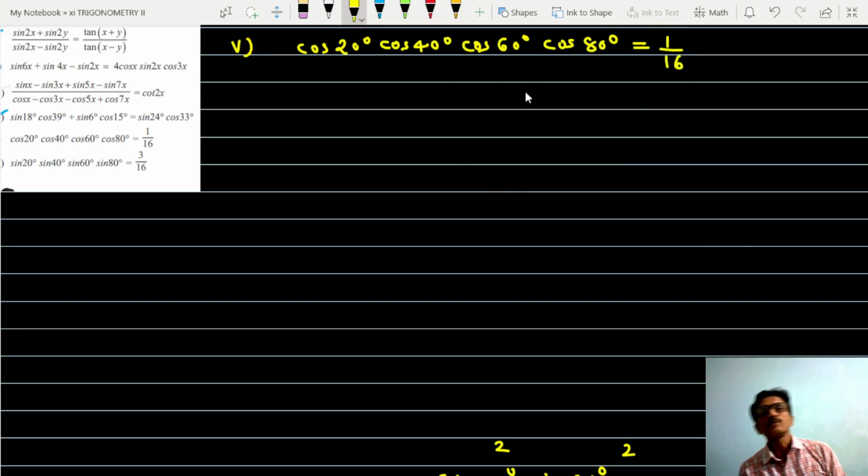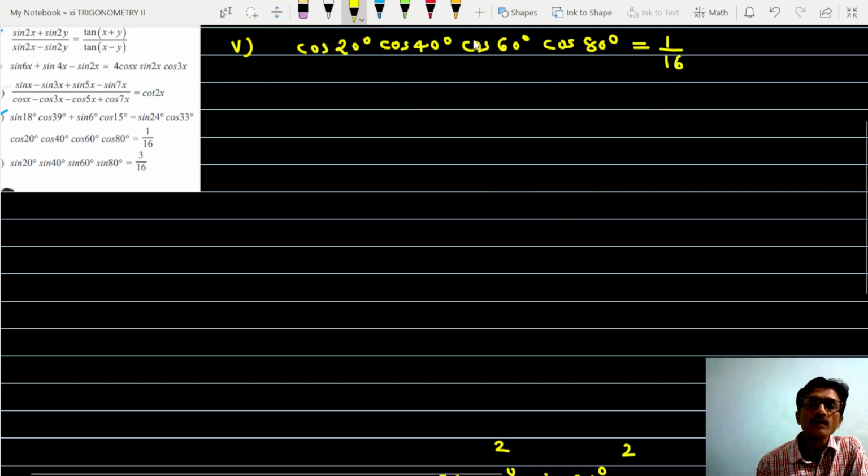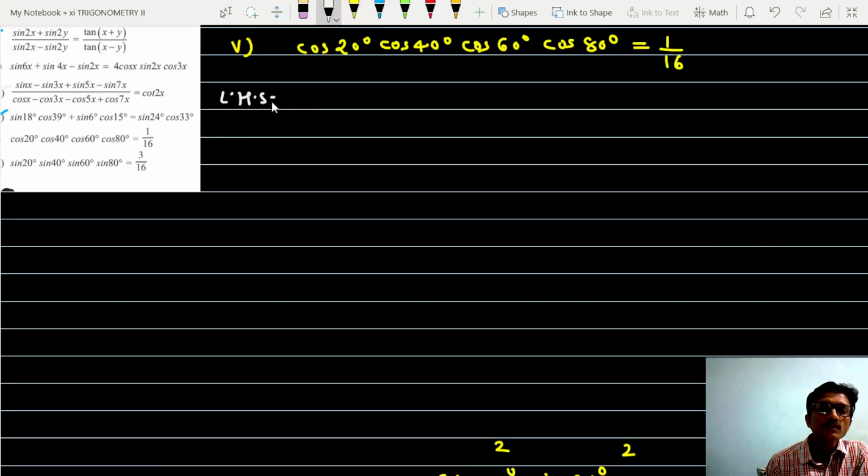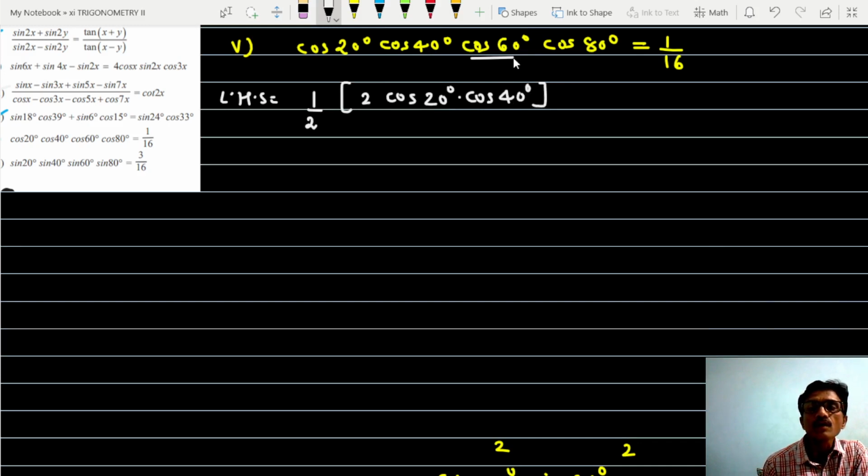1/16. तो ये हम 3 थीटा फार्मूला से भी कर सकते, और अभी we will do it by factorization and defactorization formulae. So LHS is equal to what, multiply and divide by 2. तो हमने 2 से मल्टीप्लाई और डिवाइड किया. 2 times of cos of 20 degree into cos of 40 degree, और ये cos 60 degree 1/2 होता है. This cos of 80 degree as it is.